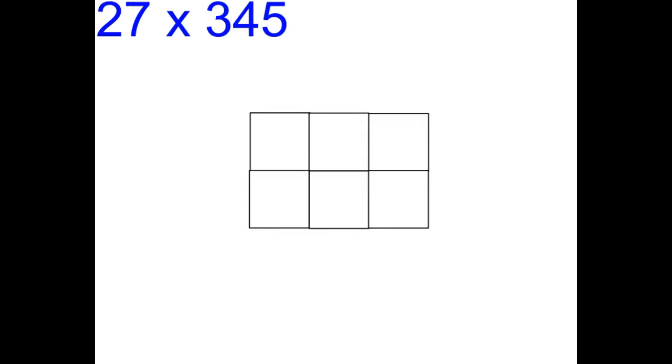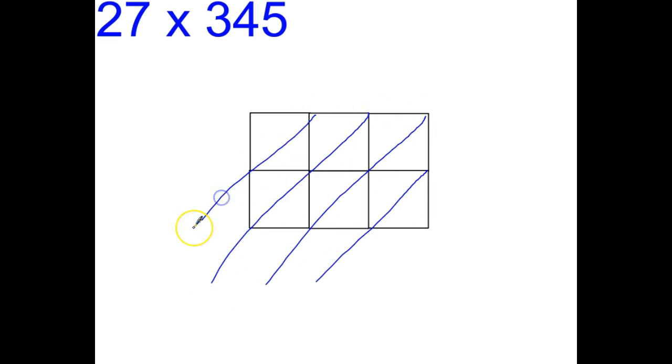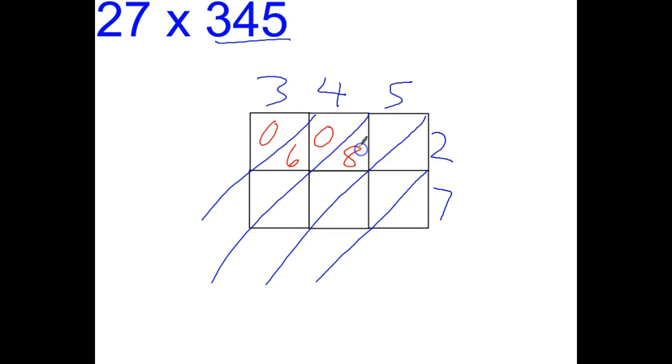Here's one for you to try out. Remember, first step, get those diagonals in. 345 is my 3-digit number, so it has to go across the top. 27 is going down. And we start multiplying. 2 times 3 is 6. 2 times 4 is 8. 2 times 5 is 10. 7 times 3, 21. 7 times 4, 28. 7 times 5, 35.